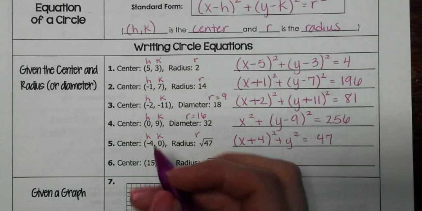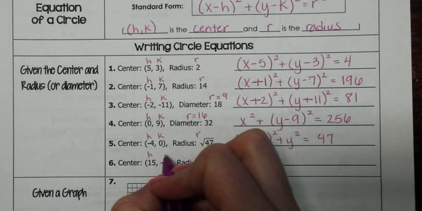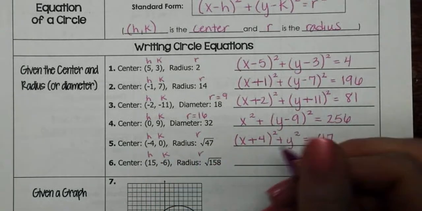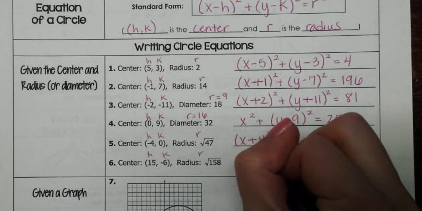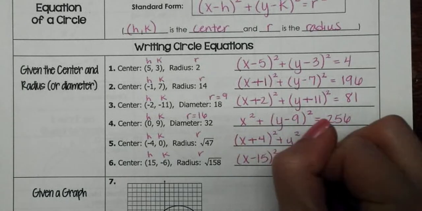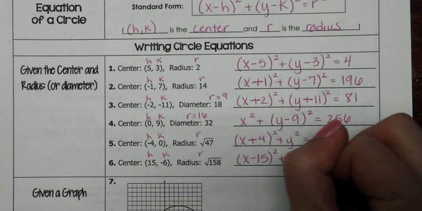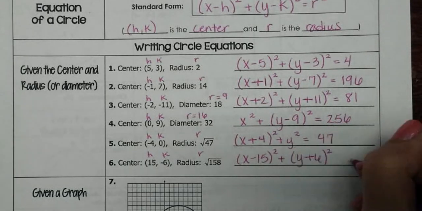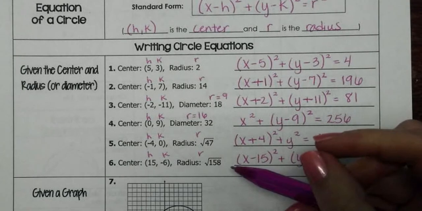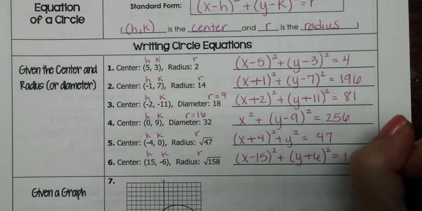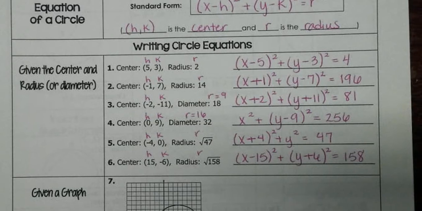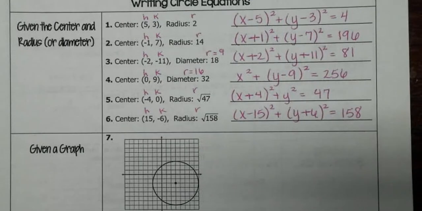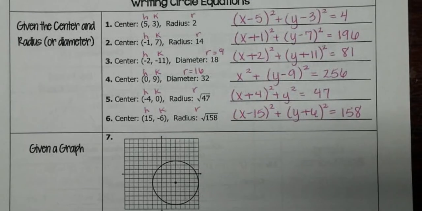Okay, so number 6, we have h, we have k, we have r. So I'd have x minus 15 squared plus y minus a negative 6 squared turns to a positive equals, if I square that square root, it will go away, so all I have is 158. Okay, so make sure you have that written.